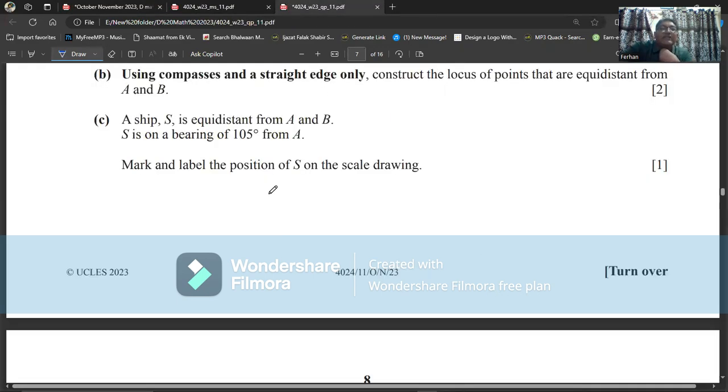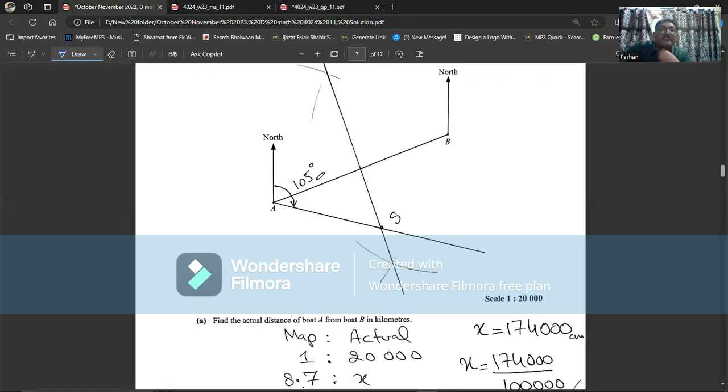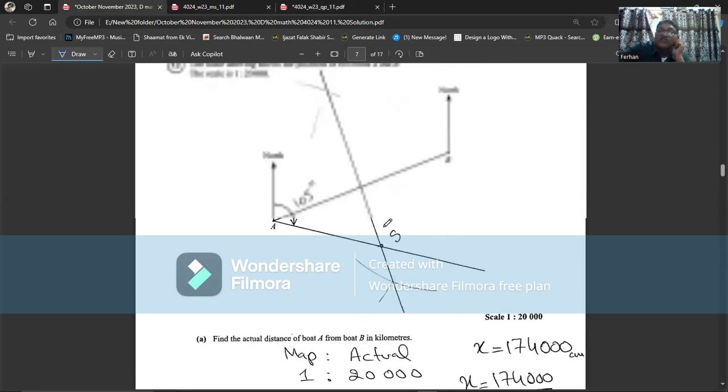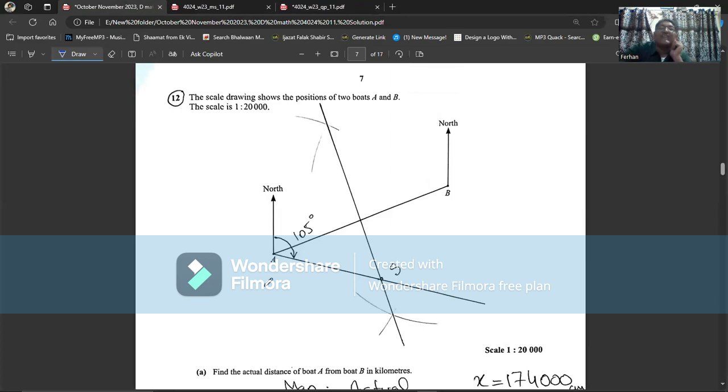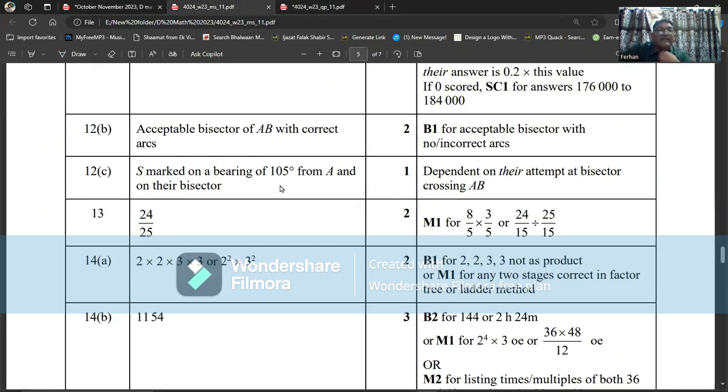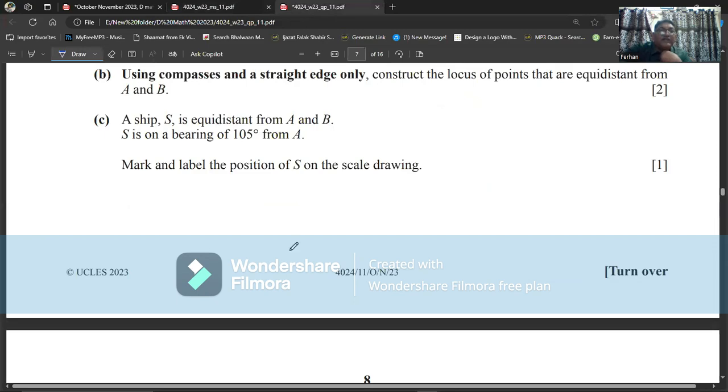Then they say, mark and label the position of S on the scale drawing. Where these two loci meet each other, this is that perpendicular bisector, this is that bearing. Where they intersect each other, that is where the ship is, and that is the point. As they said, label the position of S on the scale drawing. So this is the position S. I hope you understand. Okay, so this is the answer.